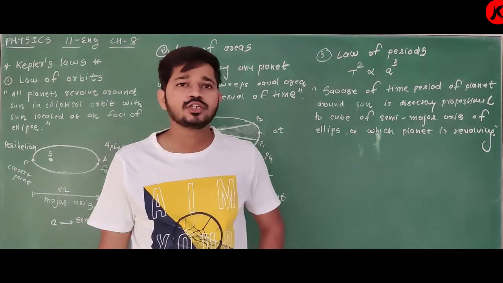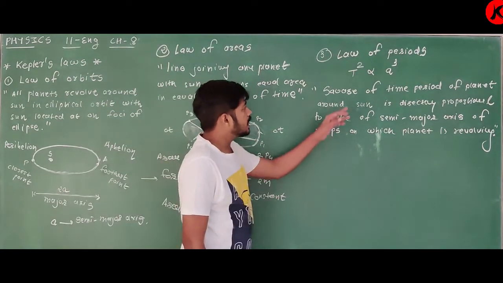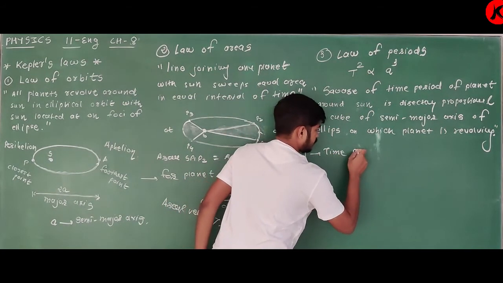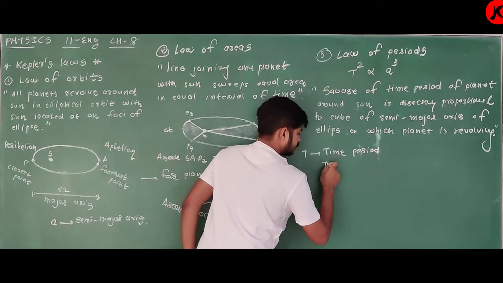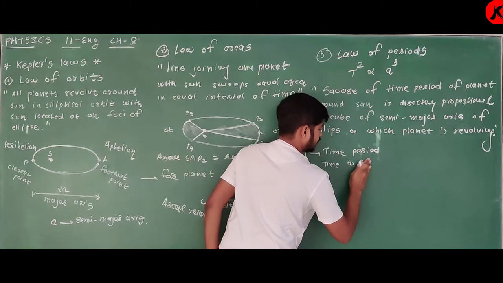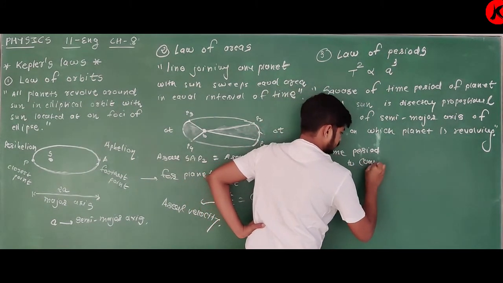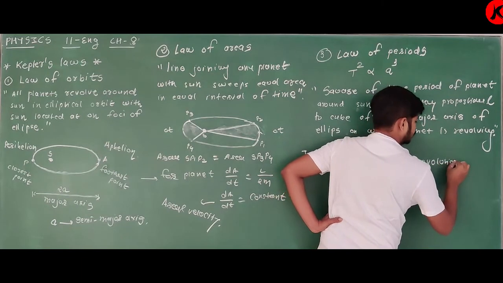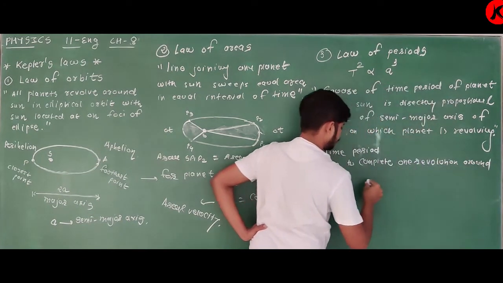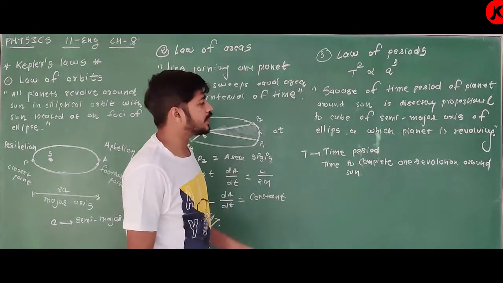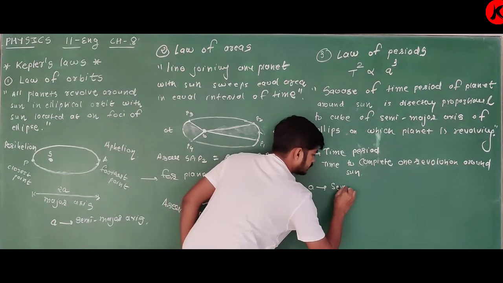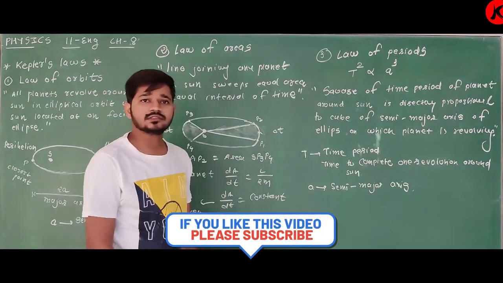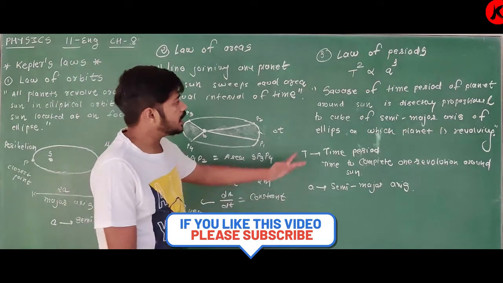T square is proportional to A cube. T again is the time period, the time to complete one revolution around the sun. And what is A? A is the semi-major axis. Clear about this? Okay, so yes, the law of periods.